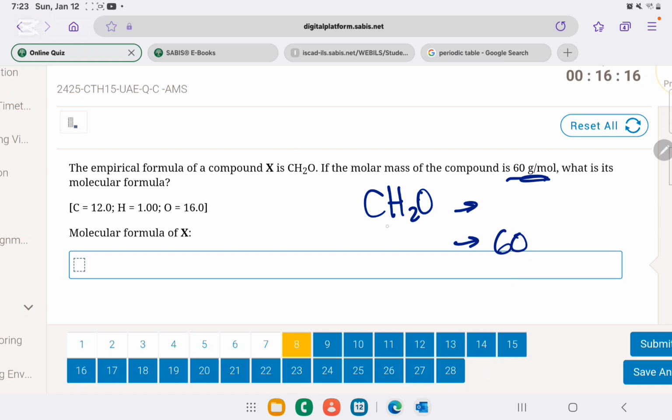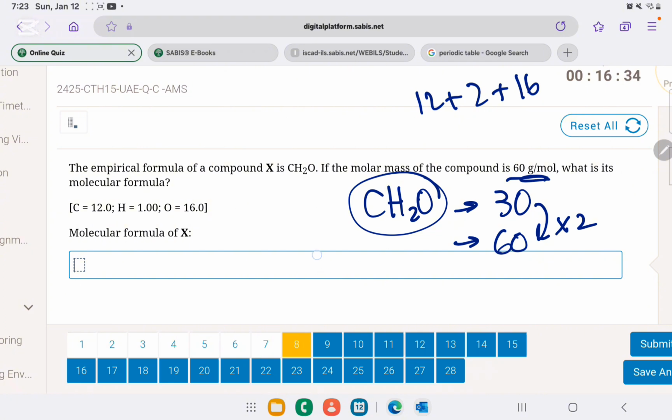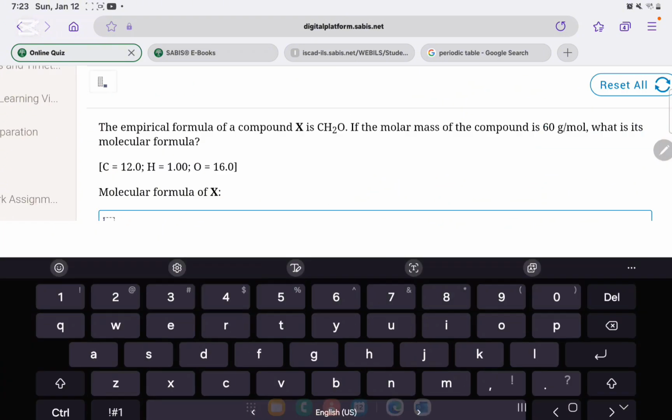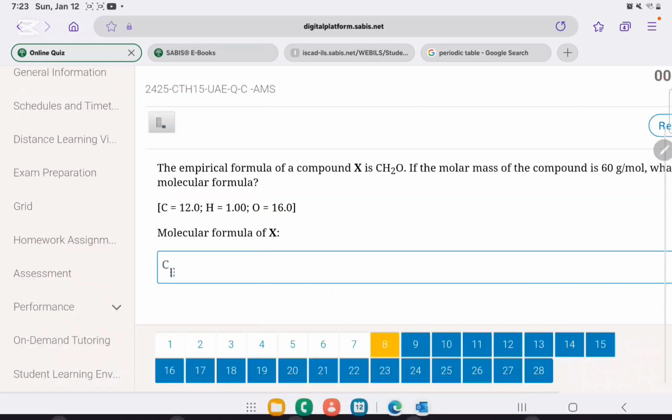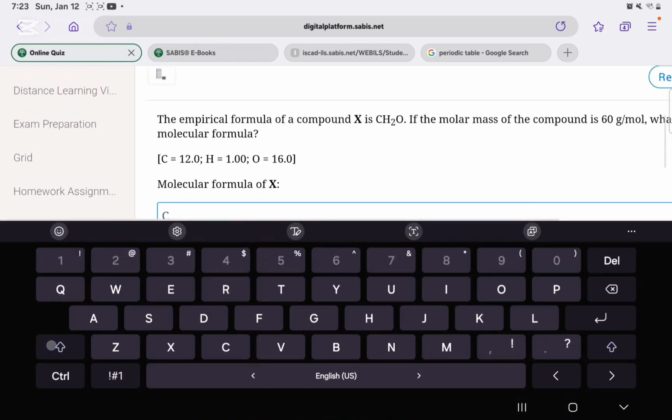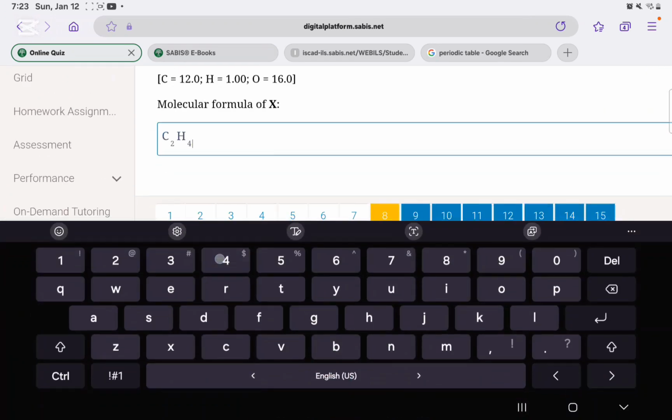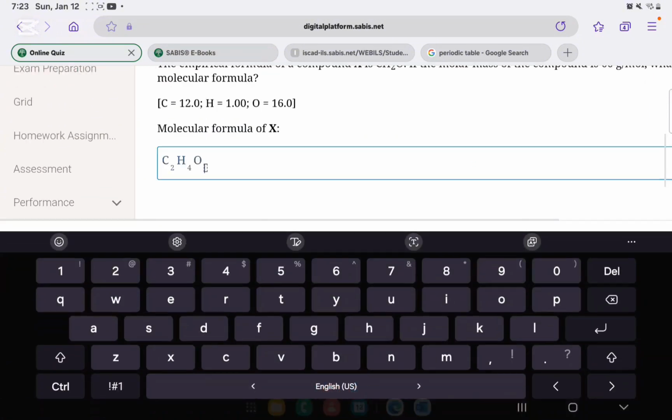First we have to find its molar mass when it's like this, and then multiply the whole thing by a number to make its molar mass equal to 60. When it's like this, its molar mass is 12 plus 2 plus 16, so 30. To go from 30 to 60, we multiply by 2. So we multiply the whole formula by 2, giving C2H4O2.